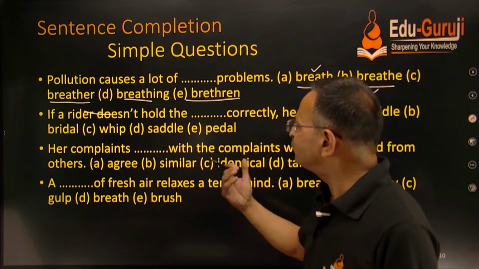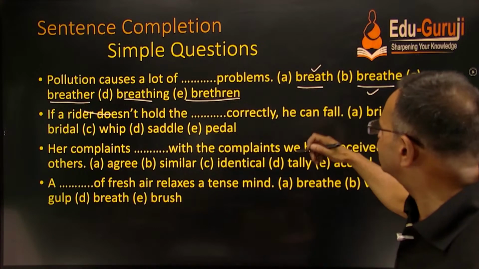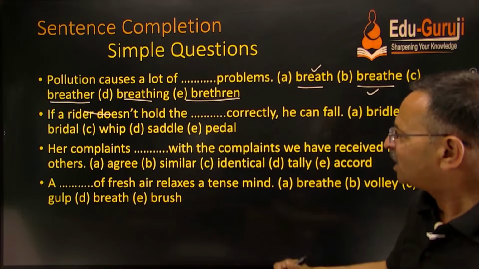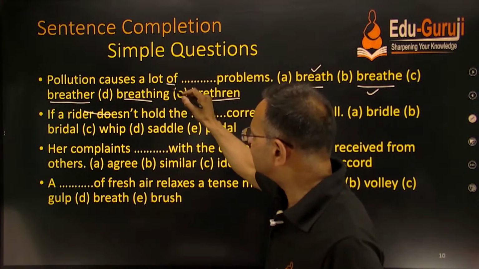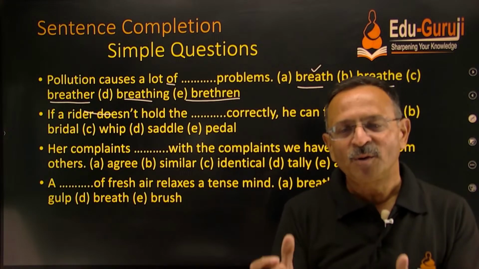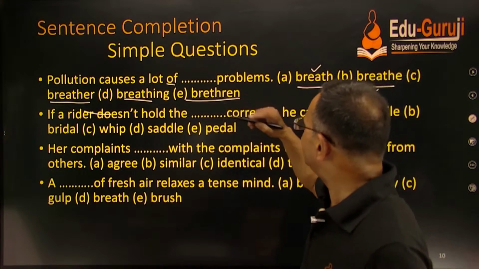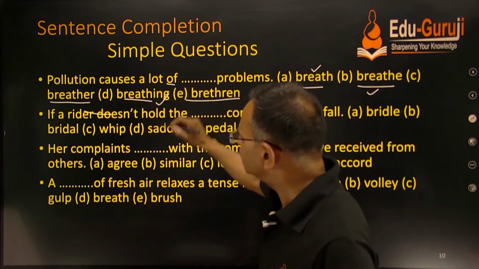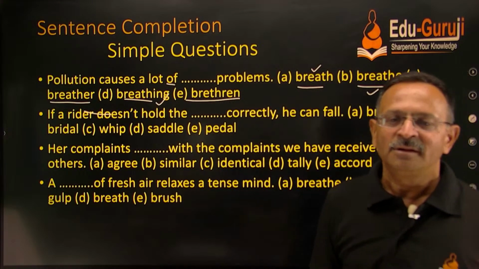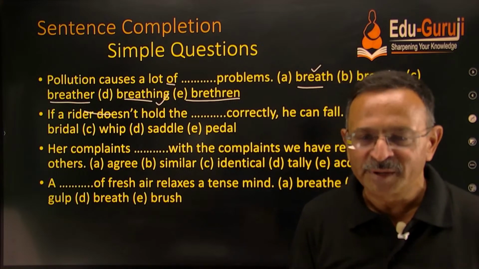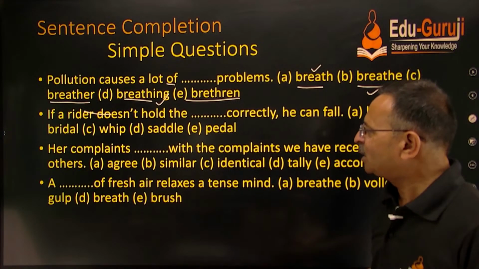So now one may say, okay, we may have a lot of breath or breathe. But again, see what has come here. The word of has come. So whenever a preposition comes and you are talking about a verb, it should have an ing form. So the correct answer would be: pollution causes a lot of breathing problems. I hope it is clear.